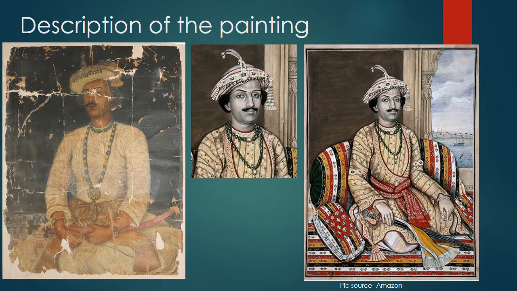Now we are moving to the description of the painting. An oil on canvas portrait was received in a rolled condition for restoration from a private collector. This most probably is a portrait of Maharaja Mahip Narayan Singh of Banaras. He was a ruler of the princely state of Banaras from 1781 to 1794 under the British rule. We identified the portrait with the help of his turban and jewelry wearing style. This painting seems to be executed in the early 20th century.